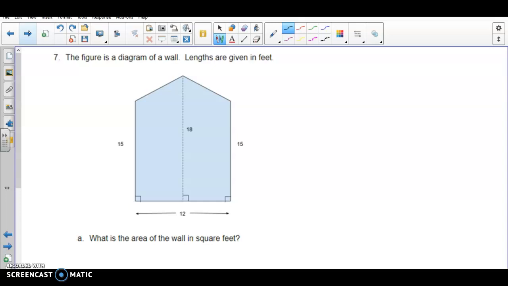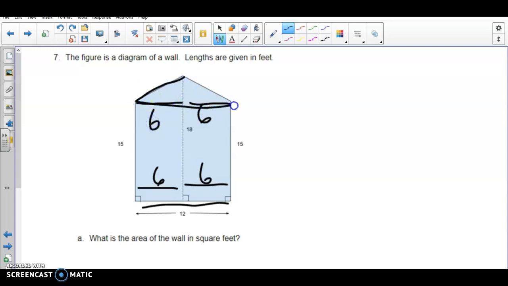Okay, so we're going to have to split some things up. Right here, if I know that the whole thing is 12 at the bottom, if I split it up, I'll have 6 on this side and 6 on this side. And up here at the top, the same thing. I want to cut it into 2 parts so I can use a triangle here at the top and see what the other parts of it are.